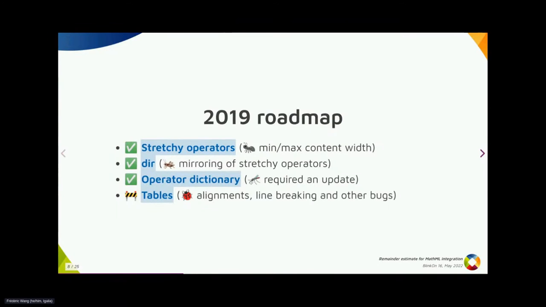Another of these items was about the operator dictionary. The Math Working Group has been changing its entries a lot, but that dictionary is finally frozen, and we updated it in Chromium early this year. So finally, the most serious issue to address on this initial roadmap is the table support. We'll come back to this later.